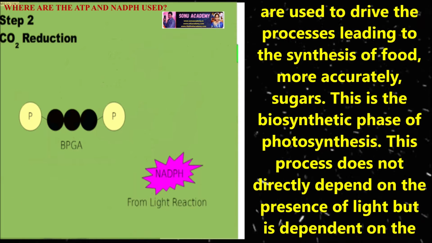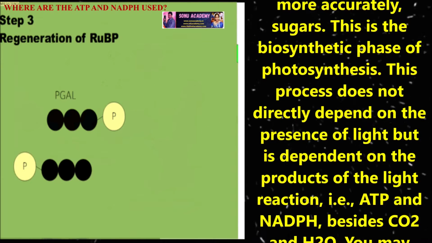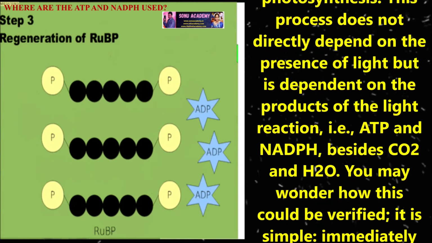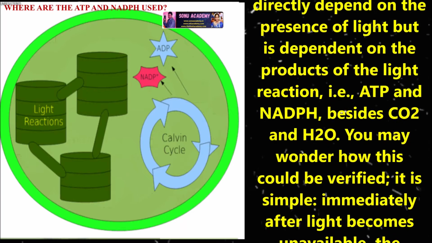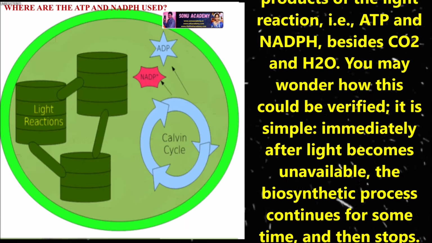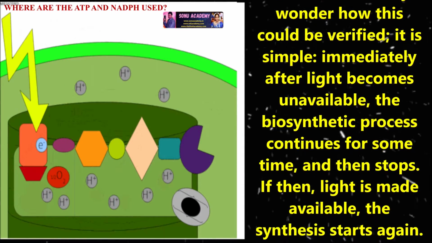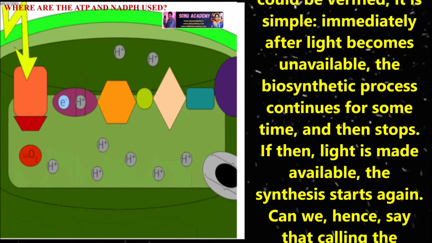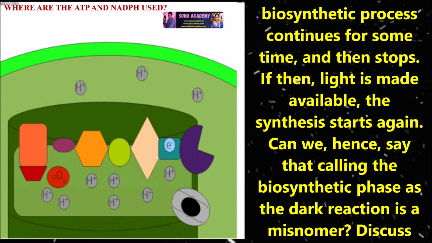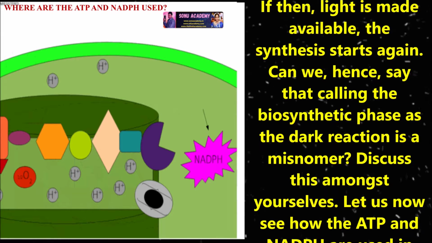This process does not directly depend on the presence of light, but it depends on the products of the light reaction, that is ATP and NADPH, besides CO2 and H2O. You may wonder how this could be verified. It is simple. Immediately after light becomes unavailable, this biosynthetic process continues for some time and then stops. If the light is then made available, the synthesis starts again. Can we hence say that calling the biosynthetic phase the dark reaction is a misnomer? Discuss this among yourselves.